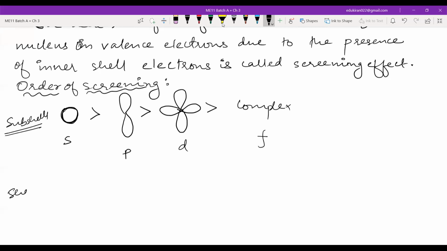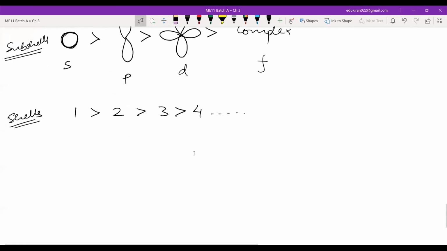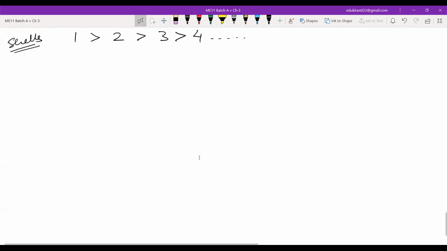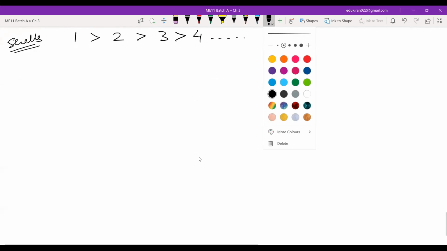Now, for shells, the first shell will be screening the most, then second, then third, then fourth, and so on, because the first is nearest. If it is nearest, it will be shielding the most. That means it will not be letting the nuclear charge reach the valence electron. After that, the second will have a bit less effect than the first, then the third, then the fourth. So for subshell it is s, p, d, f. For shell it is 1, 2, 3, 4. Okay, now write effective nuclear charge.